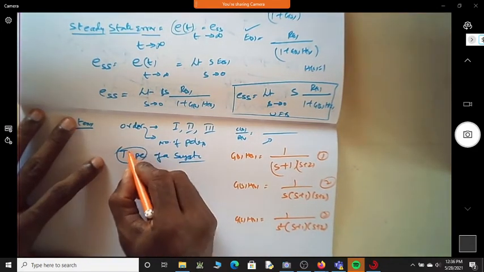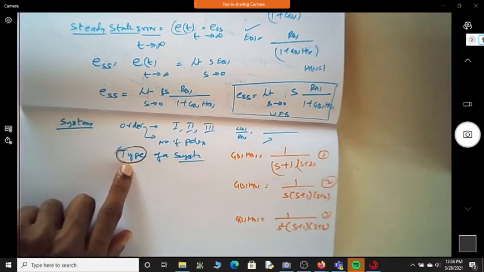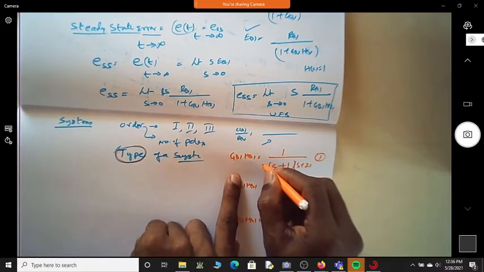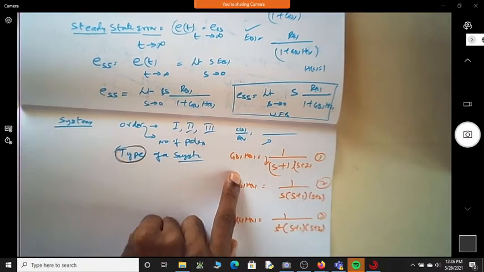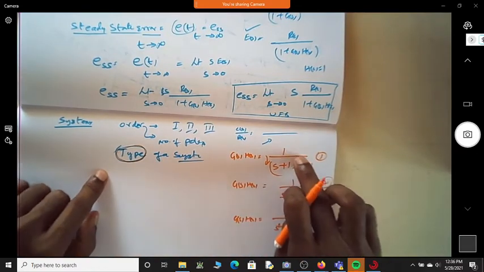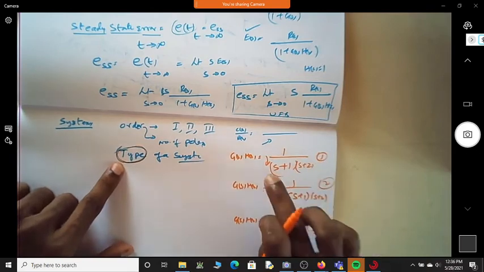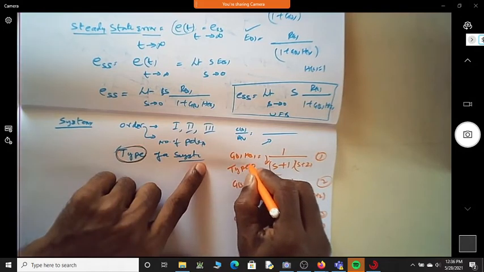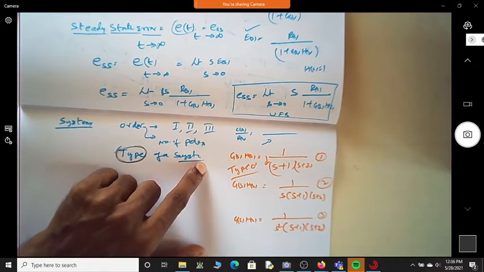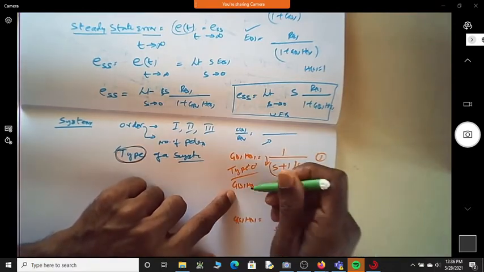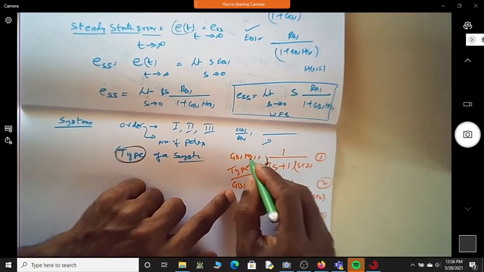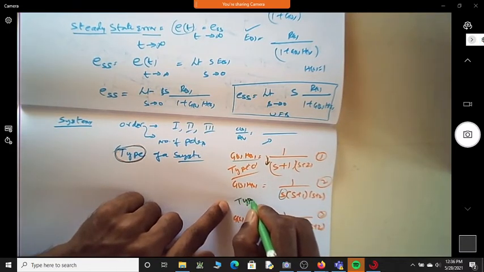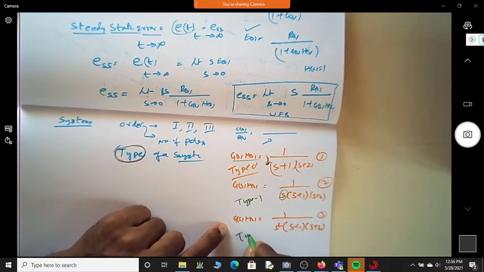So now we define the type of a system. The definition of the type of a system is the number of open loop poles at the origin. How many open loop poles are there at the origin here? Zero. So this is a type 0 system, because you don't have any pole at the origin for the open loop transfer function. You have one pole at the origin, you call it type 1. This is type 2.